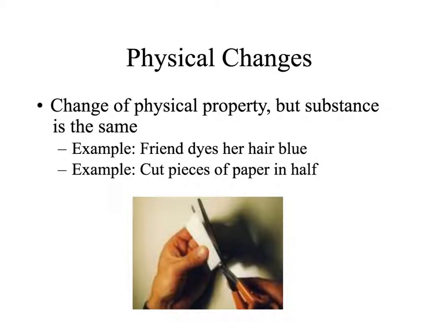So now that we talked about physical and chemical properties, let's look into physical and chemical changes. If you change a physical property, the substance is still going to remain the same. For example, if my hair is blonde and then I dye it blue, afterwards, now that my hair is blue, it's still my hair, so it's been a physical change. What about a piece of paper? Cut that paper in half, it's still paper. It's just that it's now in two pieces. Those are physical changes. The substance is still the same substance, it just looks slightly different.